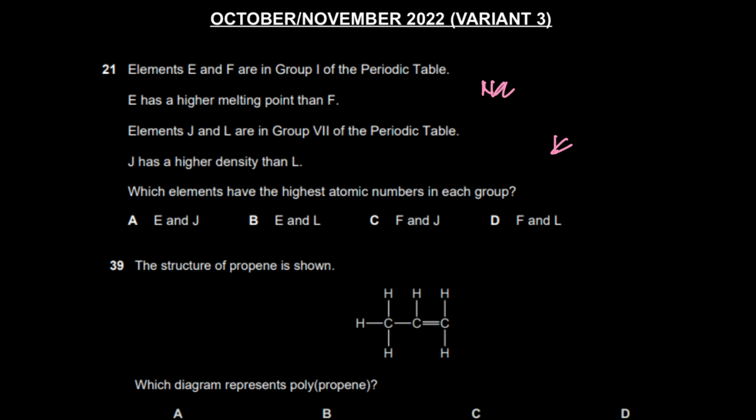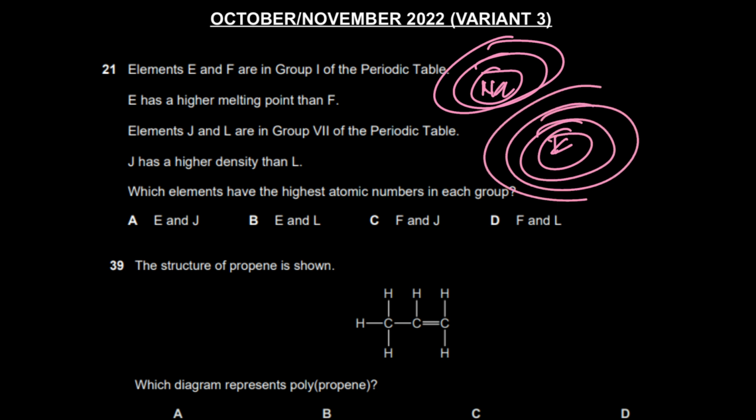Now sodium has how many shells? It has 1, 2, 3. It's in period 3, so it has 3 shells. And if we talk about potassium, it has how many shells? It has 4 shells, 1, 2, 3, 4. And the nucleus of potassium is obviously right here, and the nucleus of sodium is obviously right here.